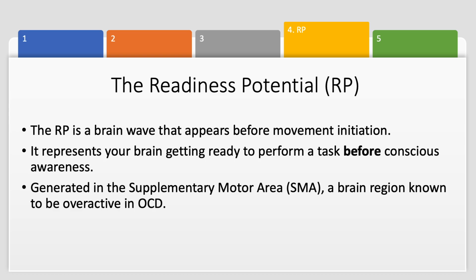And it's generated, again, following very nicely from the previous talks, in the supplementary motor area, which we've seen from Professor Robbins' talk, is overactive in OCD. It has increased glutamate as well, and it's the one that is responsible for habits and for saying go. Now, why is this important?